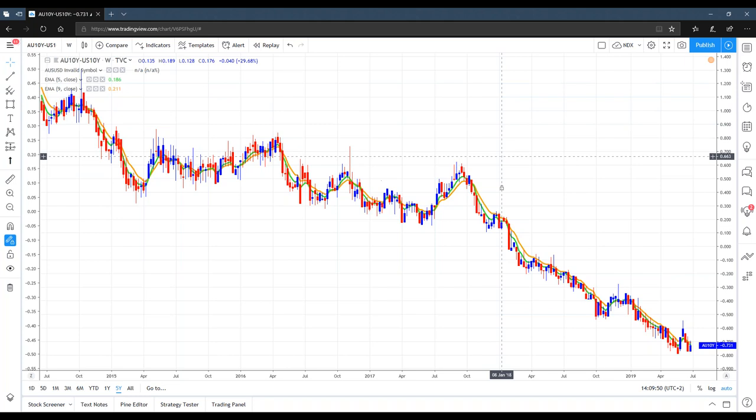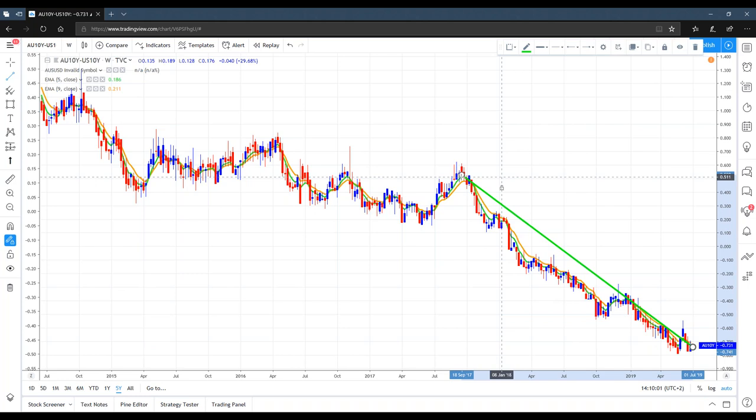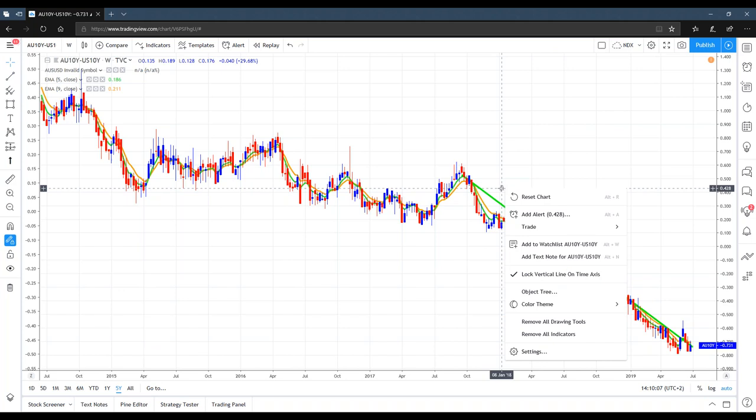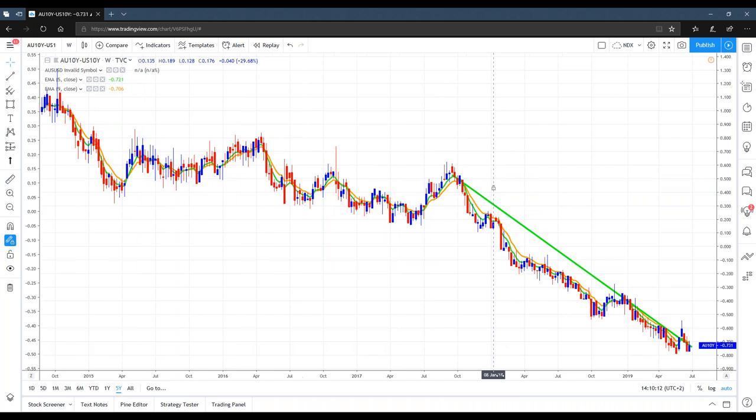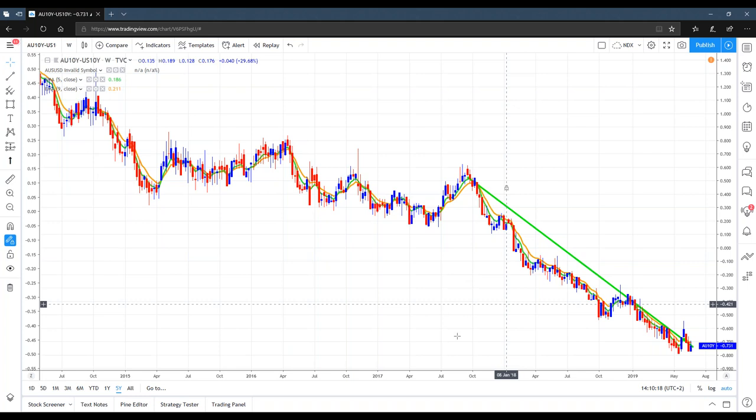I think the most apparent thing that catches my eye right away is this big decline. We've got this decline coming from about October down here, and that would be October 2017.